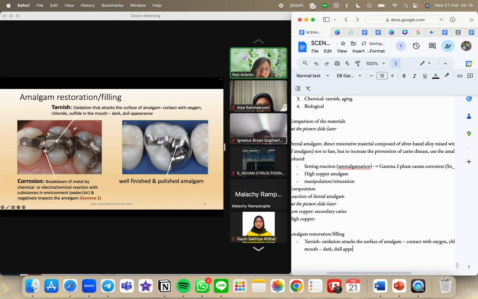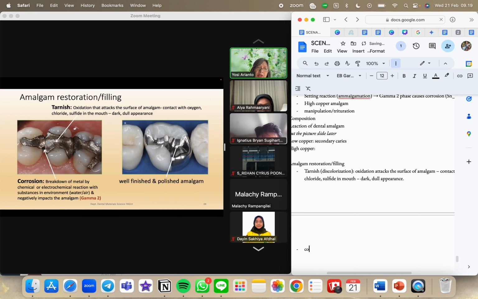You can see here there is a break of the amalgam. It's usually corroded because of the gamma 2 phase and breaks. Corrosion is a change of structure, but in tarnish there is no change in the structure, only the discoloration. You can see here there is a micro leakage because the amalgam is corroded.